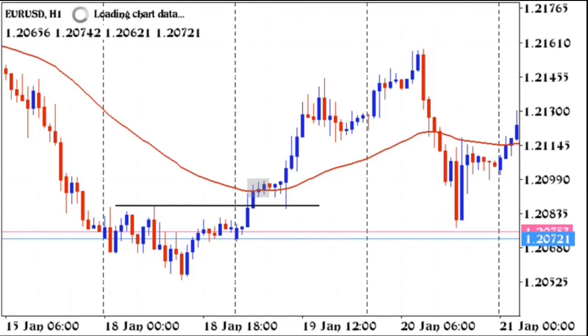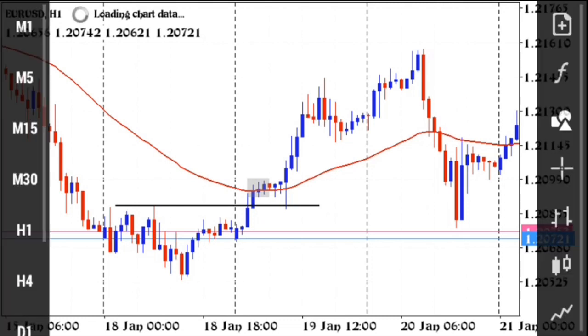But you don't just take any pullback. This is where our second confluence of entry comes in. You wait for a pullback to a previous resistance zone that would hold as a support zone in future.